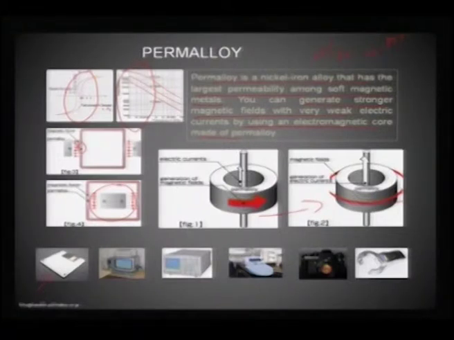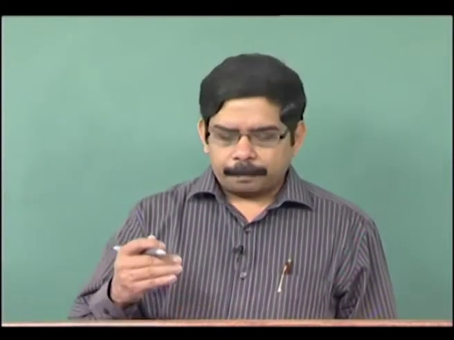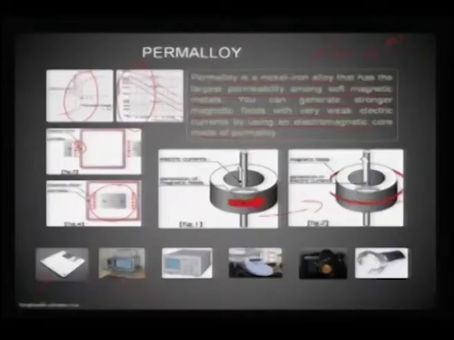So, permalloy is actually a very important soft magnetic alloy used in magnetic storage, but I am going to avoid this because I will be discussing this example later in module 5, where permalloy is not only used as a magnetic shield, but it is also being used for magnetic read write applications. And these are some of the cartoons that you see here.